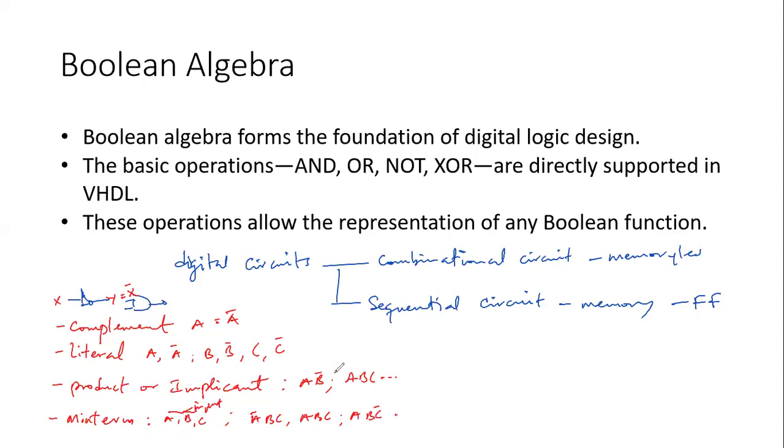So you note that A B bar is not a minterm in this case, for which we have A, B, C as the input. What you should take note of is that the minterm must include all the input variables in the product. If we have two inputs, then the minterm must be the product of the two inputs. So that's a clear distinction between the product or the implicant and the minterm.